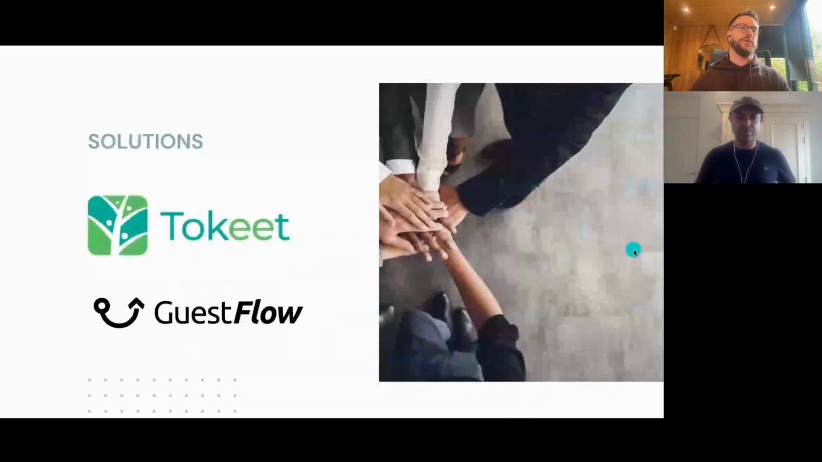Of course, we're here talking about Tokeet and GuestFlow and our official partnership now, which is very exciting. So, Rash, talk us through the difference, Tokeet, GuestFlow. Yes.